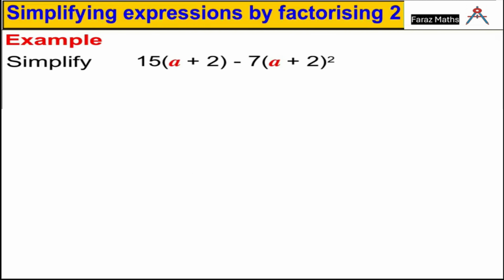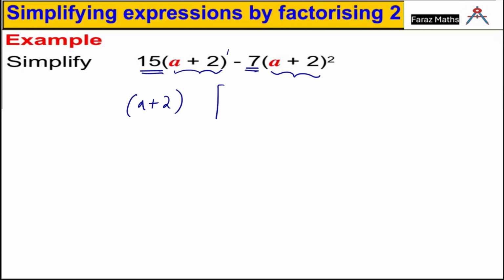That's the last question. Pause the video and try this question by yourself. Okay, in this question, if you look at the numbers 15 and 7, there is no highest common factor except 1 in between 15 and 7. So we have to check the HCF in between the variables or in the brackets a plus 2 and a plus 2 power 2. So identify the lowest power. A plus 2 has the lowest power, so a plus 2 is the HCF.